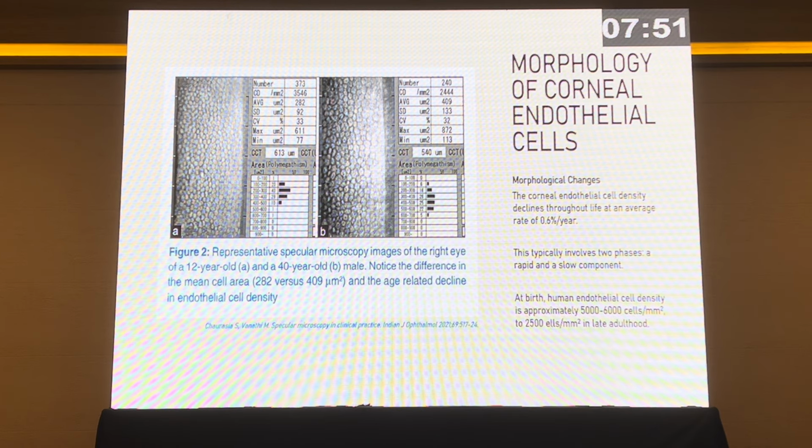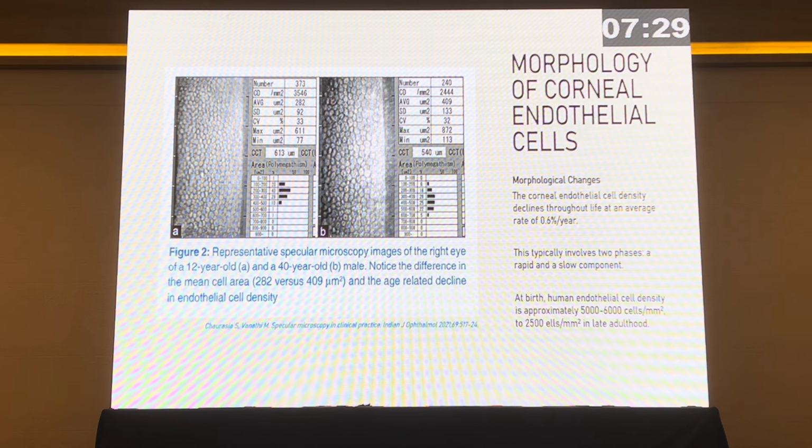This is a normal specular. You can see that the corneal endothelial cell density declines with age. This one is a 12-year-old and this one is a 40-year-old. You can clearly see the difference in the cell density, 3546 and 2444. The average area is 282 here and 409 here. So the cells become bigger in size and fewer in number.